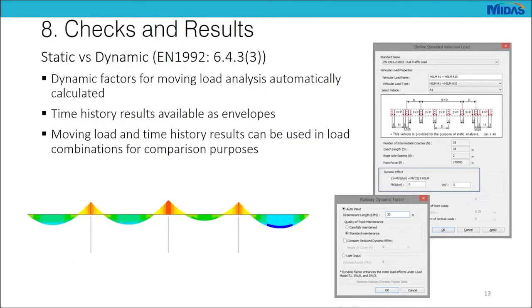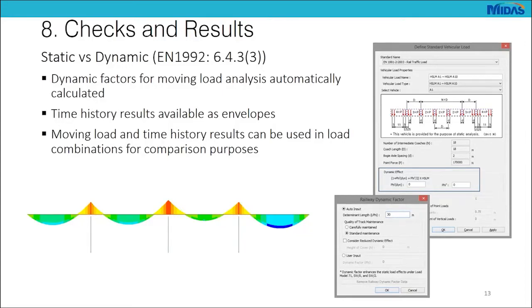Now, on top of this, we also need to check forces and deformations in the structure. The Eurocode says that we need to check results from the dynamic analysis against the results of a static analysis enhanced by dynamic factors. Dynamic factors can be directly included into high-speed load models here, or if we're running a moving load analysis for load model 71, SW0 or SW2, we can have the dynamic factors automatically calculated by simply defining the determinant length and the quality of the maintenance for the track.